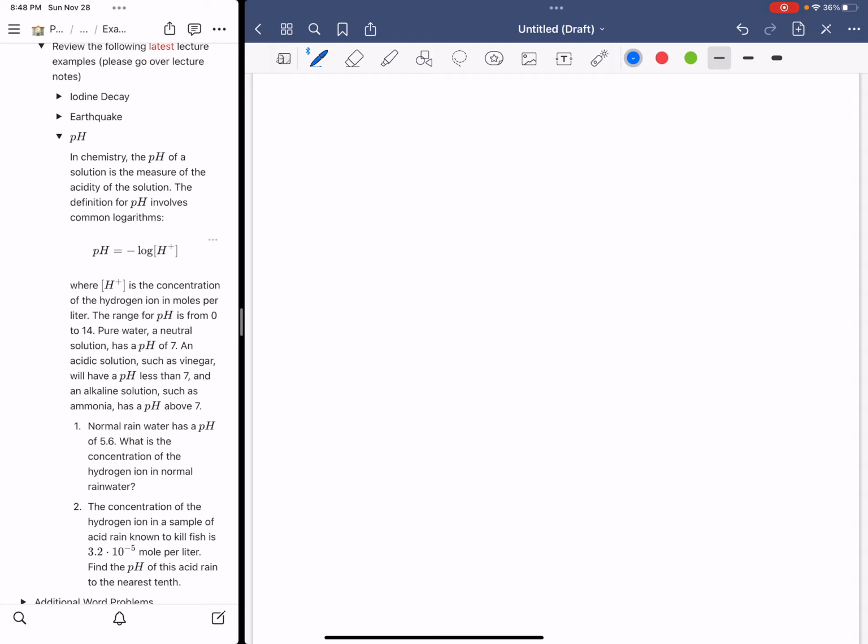Number 1. Normal rainwater has a pH of 5.6. What is the concentration of the hydrogen ion in normal rainwater? Well, this one, they give you the value pH, and they want you to look for H+. So let's use the formula that's given to us. pH equals negative log base 10 of H+.